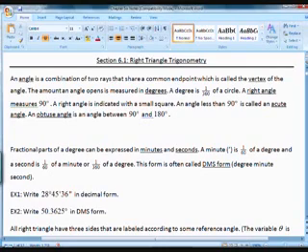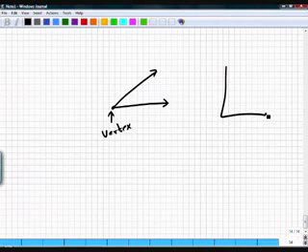Right angles measure 90 degrees. A right angle is indicated with a small square. So if you have a right angle, I think all of us hopefully know this. If you have a small square in the corner, this is a right angle, which is a 90-degree angle.